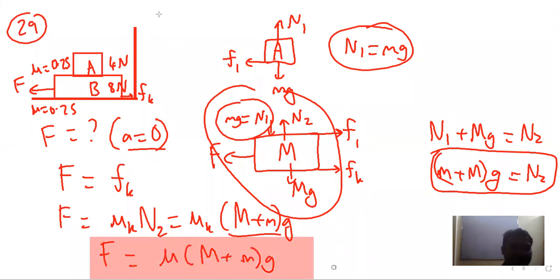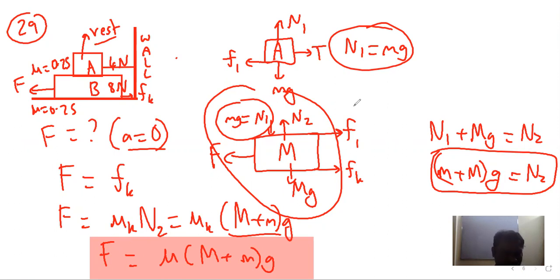Now, in the second case, we are tying A by a string. A block is tied with a string to the wall here. This is the wall. So A will be held at rest. Now, if A is at rest, what will be the direction? We will have tension force on A in the forward direction, which is T. The rest all will remain the same, except there will be a tension force, that's it.